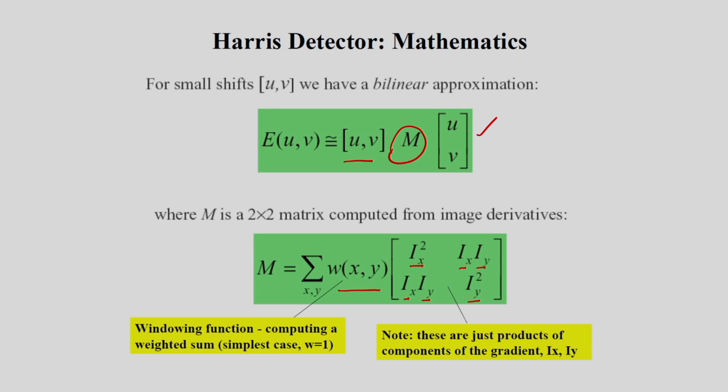So in this case I am calculating EUV, and for nearly constant patches the EUV will be approximately equal to 0, and for the distinctive patches the EUV will be large. So that is the concept of the EUV, and in this case I have to determine the matrix M, and that is computed from image gradients.